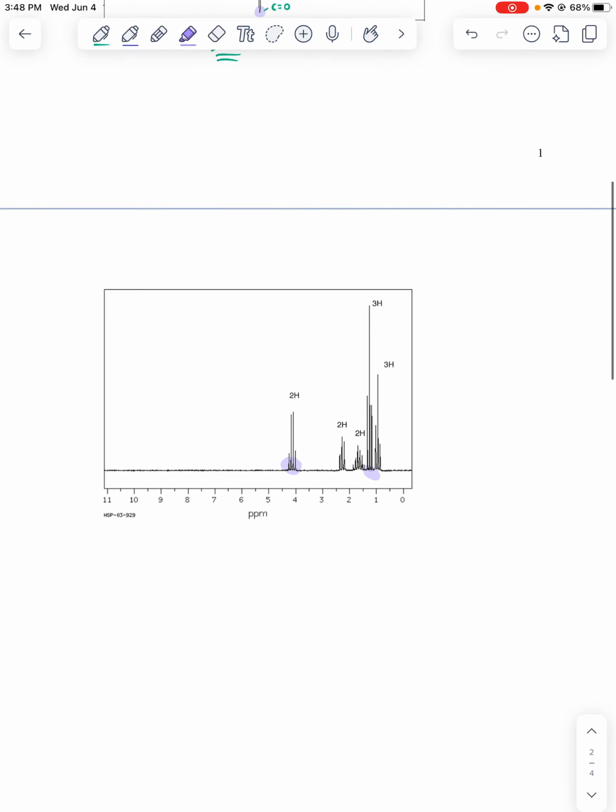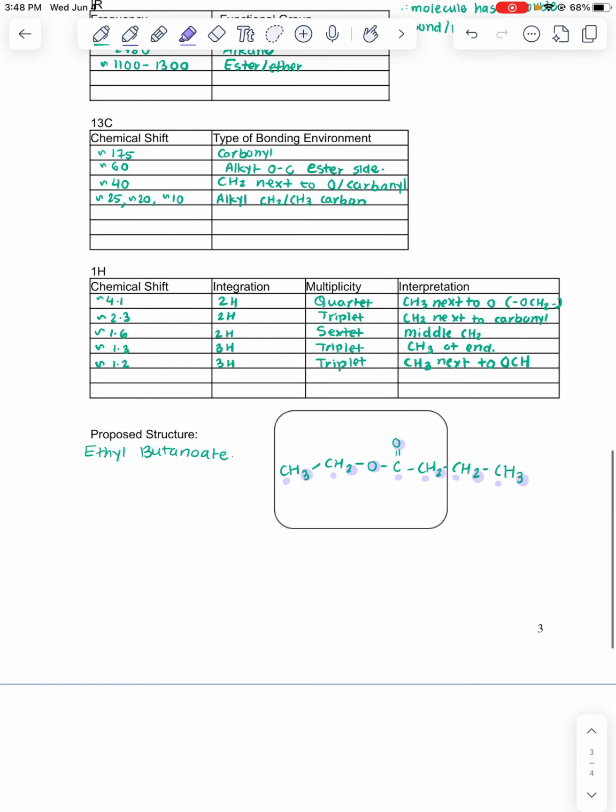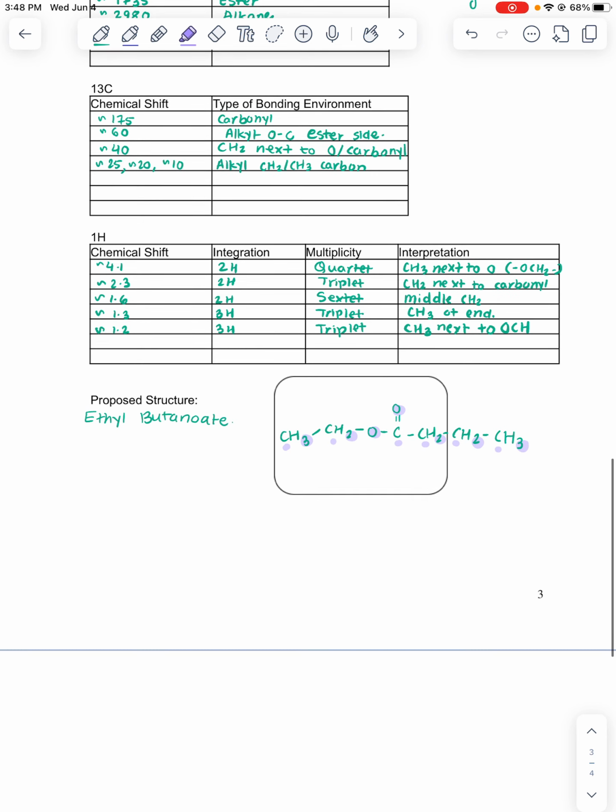I hope this video was helpful. The unknown compound, we now know, is ethyl butanoate, which was confirmed using IR, carbon NMR, and hydrogen NMR.